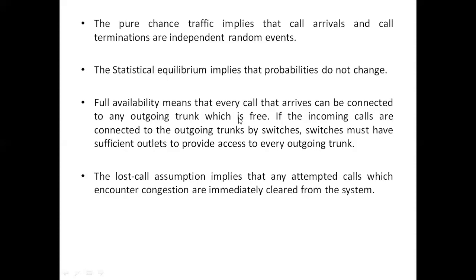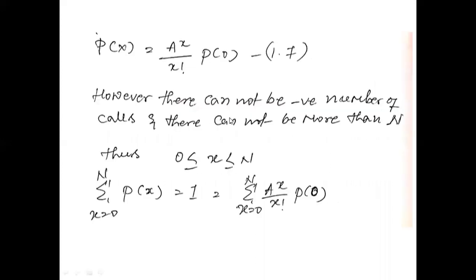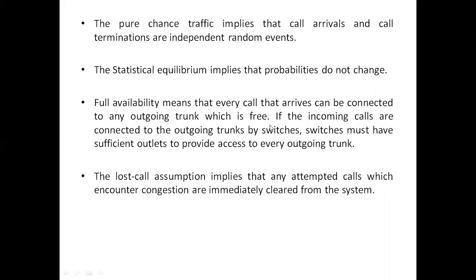That means as long as the outlets of a switch are free and available, any incoming call can be connected to any outgoing trunk to provide a path between two partners in communication. If the incoming calls are connected to the outgoing trunks by switches, the switches must have sufficient outlets to provide access to every outgoing trunk. As I told you, in the lost call system you have n number of outlets and n number of inlets. As long as these n inlets have calls coming into the system, full availability says that all of them should be able to connect to any of the freely available outlets.